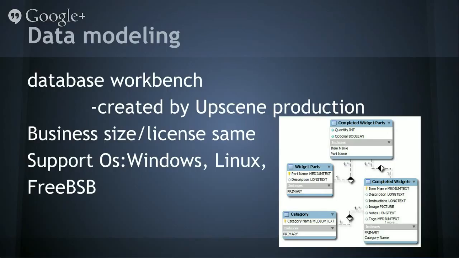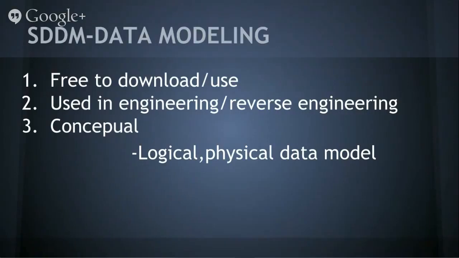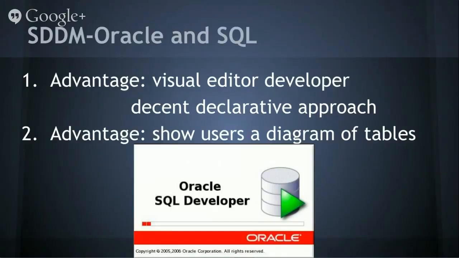Furthermore, for the development of database, there are different kinds of tools. Some of them need money to use, some of them are free. I will take SDDM as an example. SDDM has been released. It is free to download and free to use at any time. It can be used in engineering and reverse engineering. And for conceptual models, it can be used for logical and physical data models. Oracle and SQL are two branches in them.